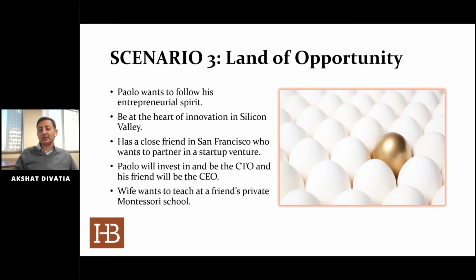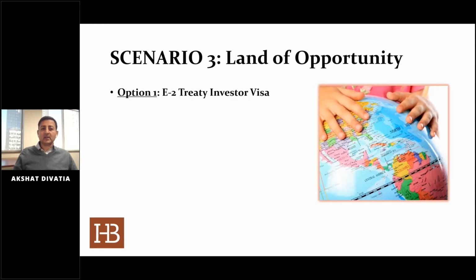And even if the friend did not want to be the chief executive officer, so long as Paulo maintains at least 50% control of the company, he would be eligible for the visa that I'm going to talk about in the next slide. So essentially, Paulo wants to come in, he wants to invest, he wants to grow, and his family can come here as well. All right, so I want to be mindful of time. I'm going to quickly talk about the E2 visa.